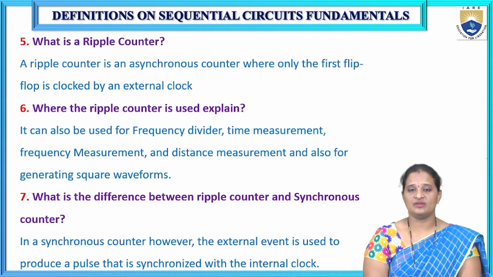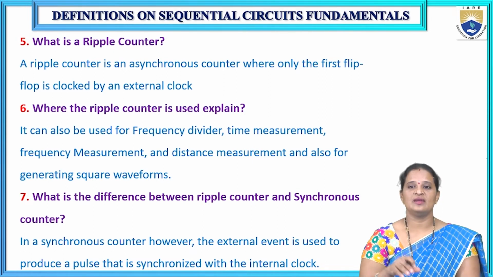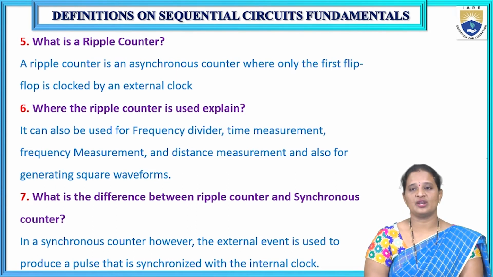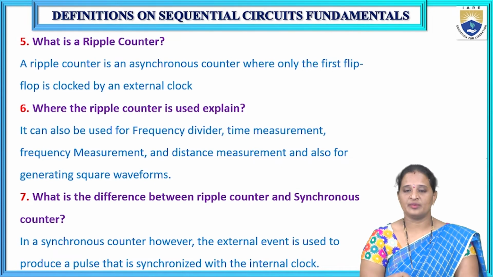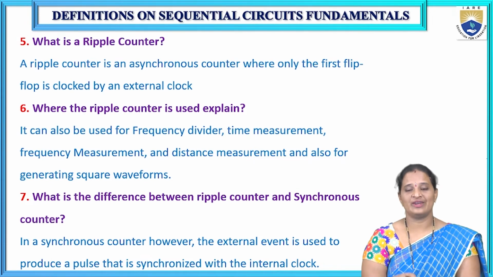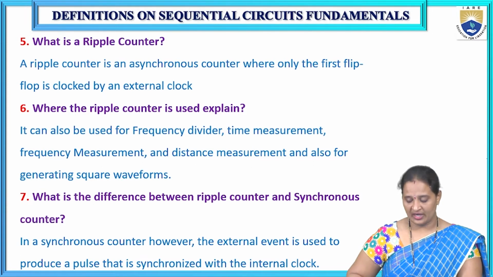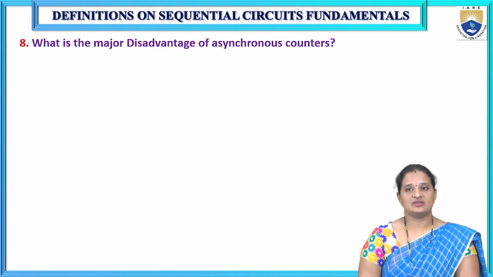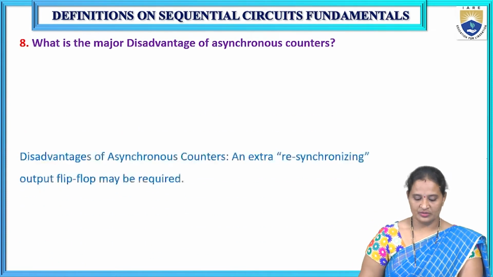That means all the flip-flops in a synchronous counter work synchronously with the same clock. So that is the major difference between the ripple counter and synchronous counter. In a ripple counter, the flip-flops are triggered with different clock pulses, whereas in a synchronous counter, all the flip-flops are triggered with the same clock pulse.